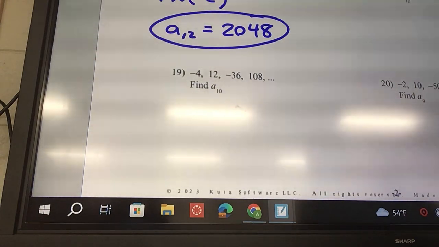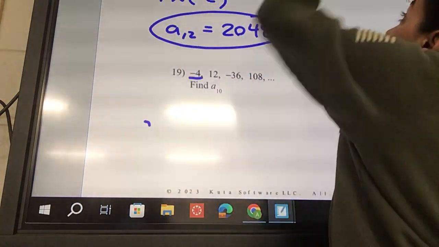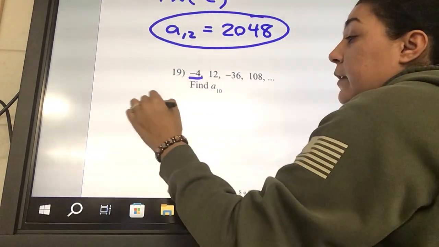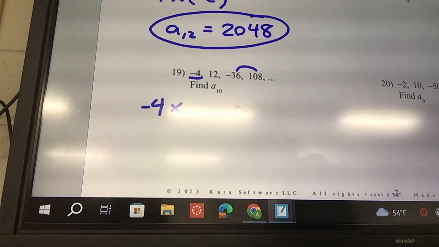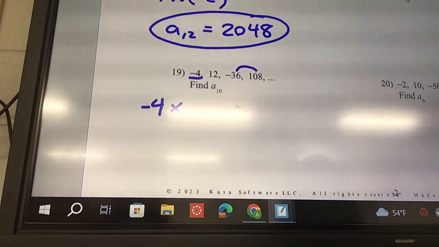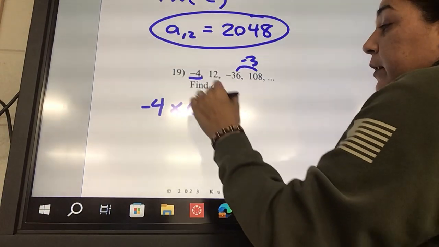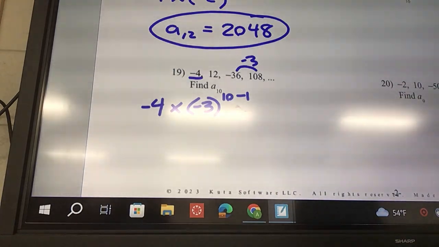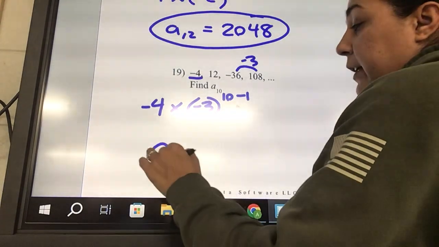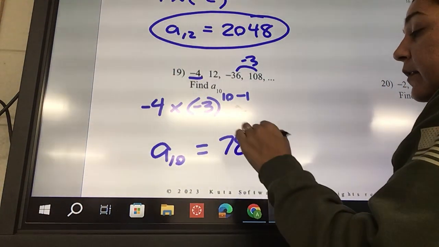Okay, last one. Okay, my A sub 1, my first piece is negative 4. Negative 4 times my common ratio, 108 divided by negative 36. 108 divided by negative 36 is going to be negative 3. So again, because that common ratio is negative, I need to put that in parentheses. Okay, and then it's going to be 10 minus 1. Okay, and so when I type that in the calculator, I'm writing it the fancy way, A sub 10 equals 78732.